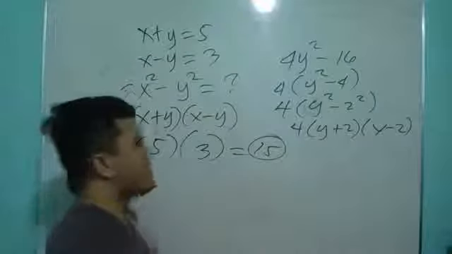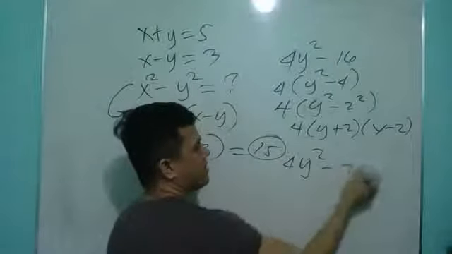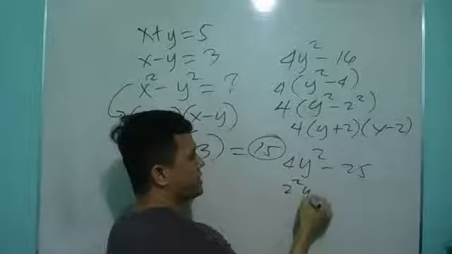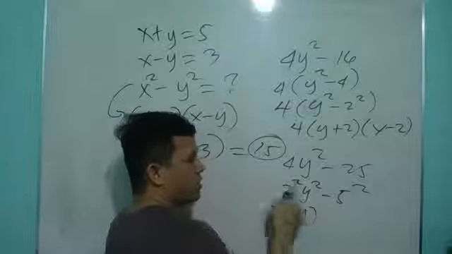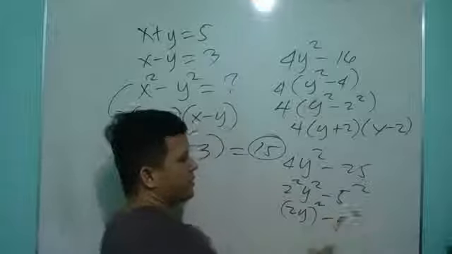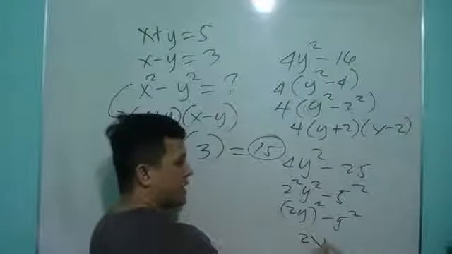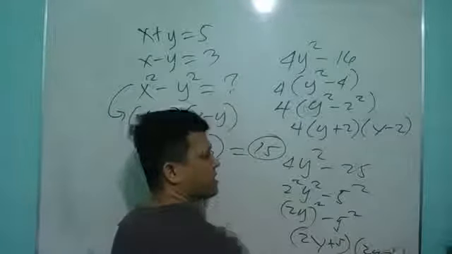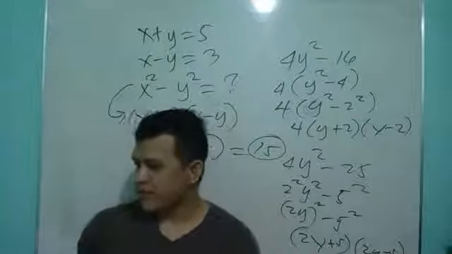What if 4y squared minus 25? In this case, we have 2 squared y squared minus 5 squared, right? And then this one is 2y, common exponent, put it out, 2 squared minus 5 squared. So we have it in this form already: 2y plus 5 times 2y minus 5. That's how you're going to do it. Okay? There we go. Next one.